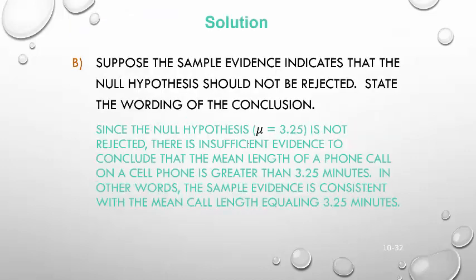Now, suppose the sample evidence indicates that the null hypothesis should not be rejected. Since the null hypothesis is not rejected, there is insufficient evidence to conclude that the mean length of a phone call on a cell phone is greater than 3.25. In other words, the sample evidence is consistent with the mean call length equaling 3.25. So there's no evidence to say that it's changed over time.